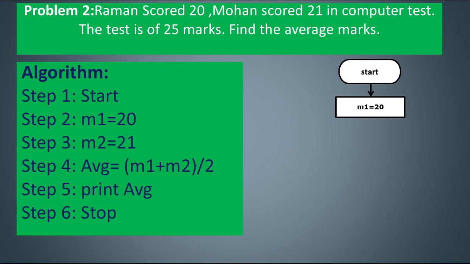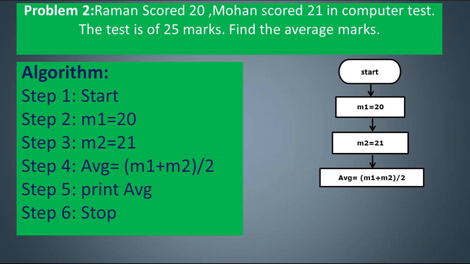Then come down and store the value of 20 in M1. Same way, store the value of 21 into your M2 variable. After that, sum the values and then display the answer using your parallelogram. And then after this, stop your job.